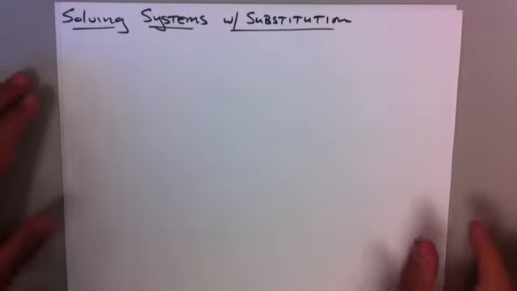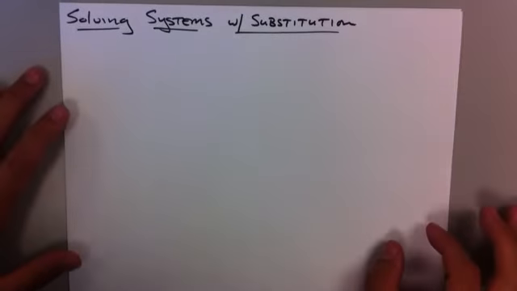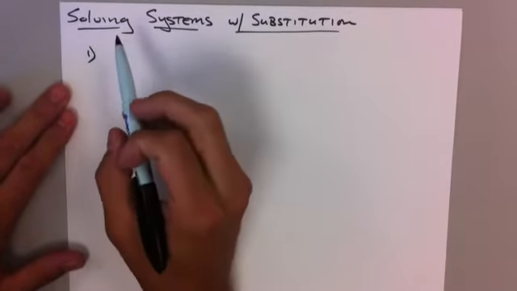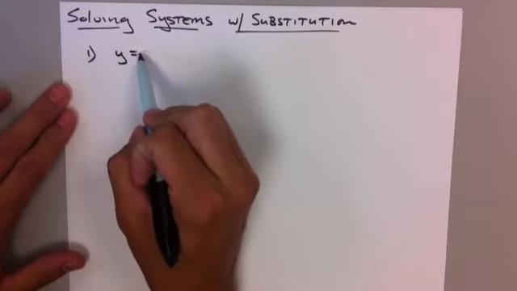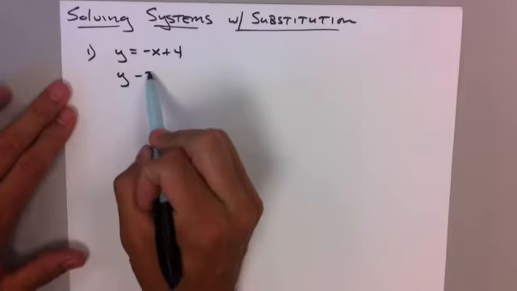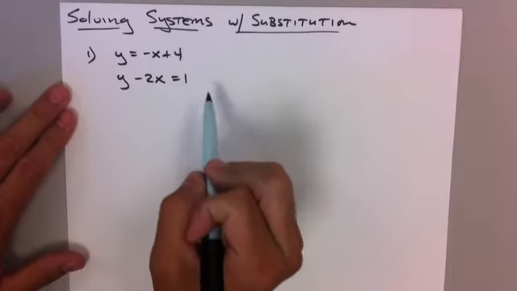Today we're going to talk about solving systems using substitution. So let's just start with a system here. y equals negative x plus 4 and y minus 2x equals 1.